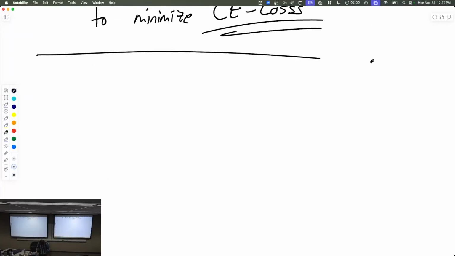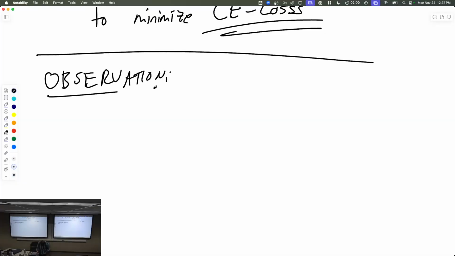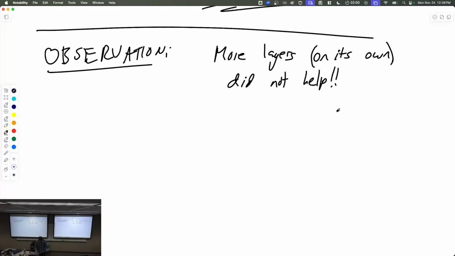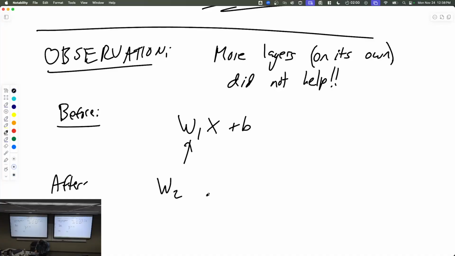So, observations: more layers, specifically 1 more layer, on its own, did not help. And one way to see what we did is we were doing matrix multiplication. So before, we had W1, the matrix of all the W's, times the X's plus the B's. And then after, we had 2 layers. So we were doing W2 times W1 times X plus B1 plus B2.